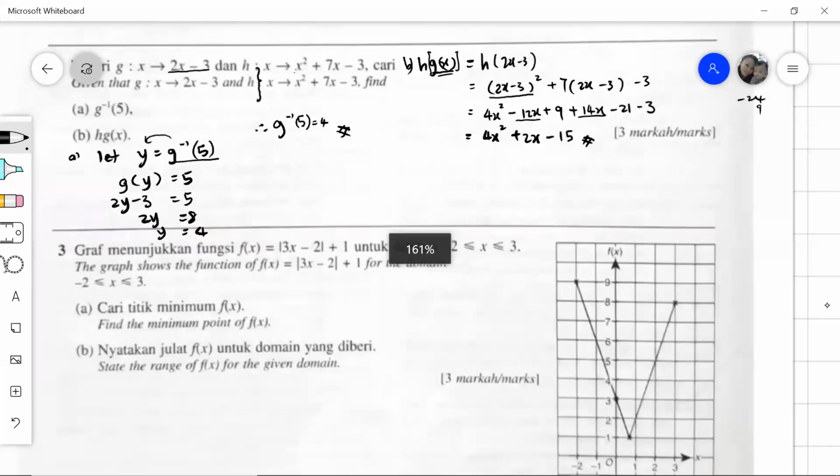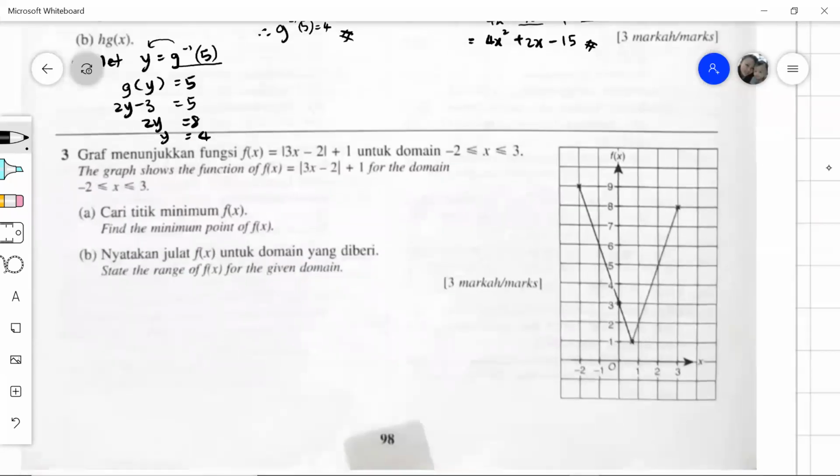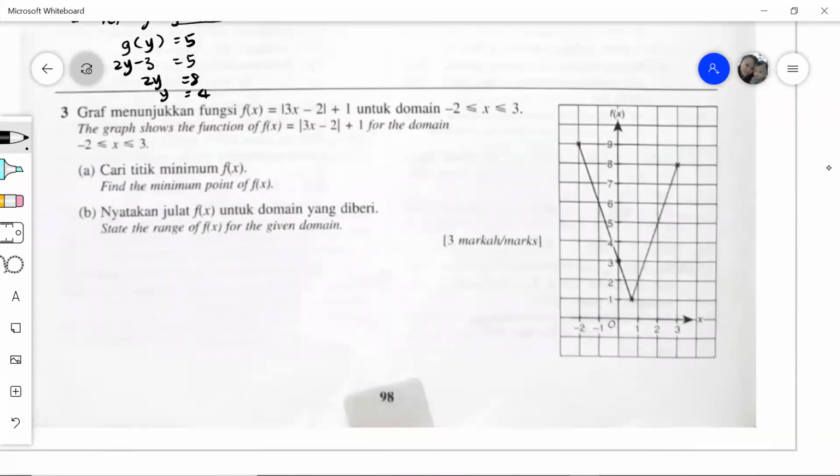Okay, next. The graph shows the function. Now this is an absolute function. For the domain, there must be a limit, a boundary. Then we need to find the minimum point of f(x). By looking at this graph, the minimum point is this. So your f(x) minimum will be, this is your f(x).